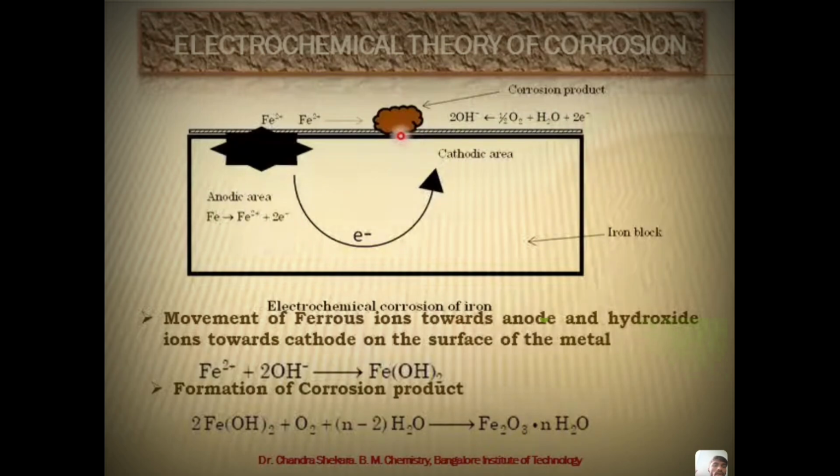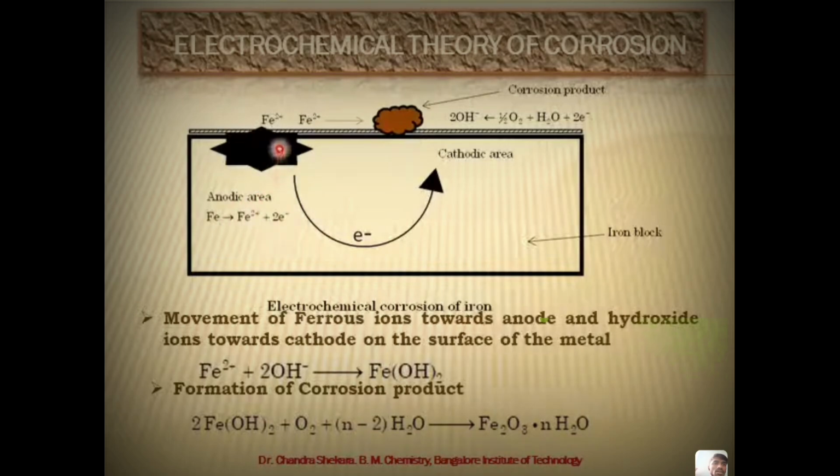And ferrous hydroxide is unstable. It gradually reacts with oxygen and moisture present on the surface of the metal and it is finally converted into Fe2O3·nH2O, that is hydrated oxide of iron, which is the corrosion product of iron. And the corrosion product of iron is formed in between the anodic and cathodic area.